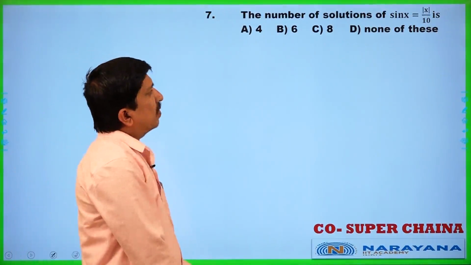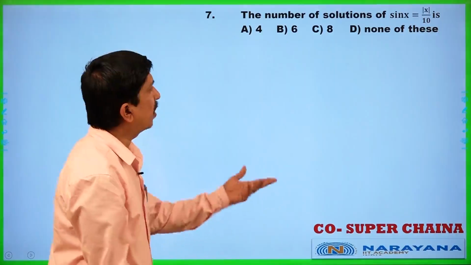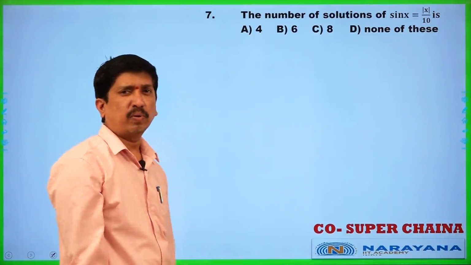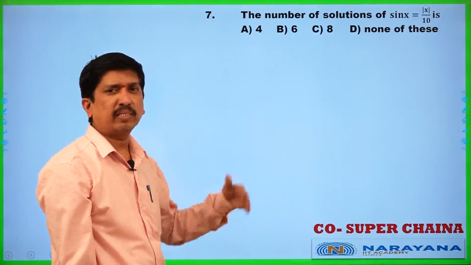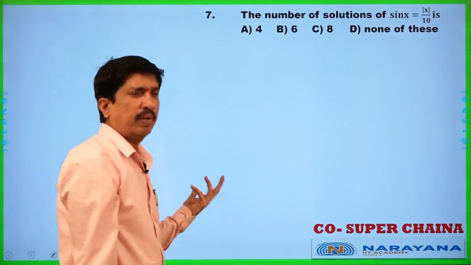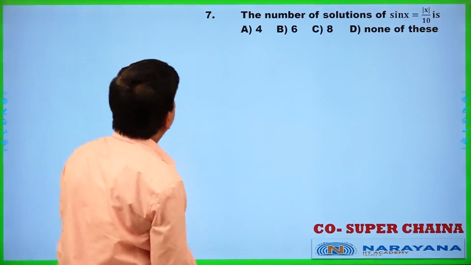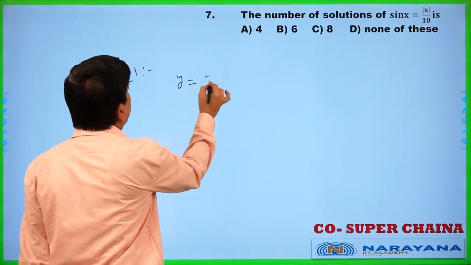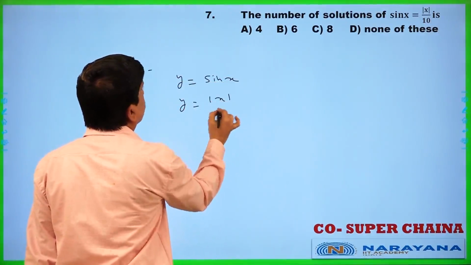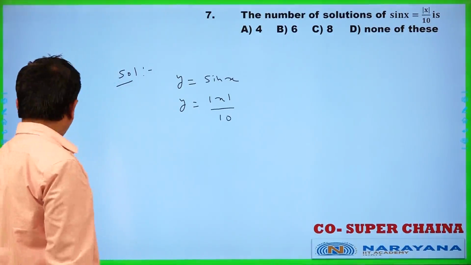The number of solutions of sin x equal to mod x by 10. Already we did sin x equal to x by 10, like that mod x by 10. Mod x means below the x axis you never get the curve. Mod x by 10 means you will get it above the x axis only. But sin x you will get as usual, that is a parent graph, you know very well. Now the number of solutions we require: first function y equal to sin x, other function y equal to mod x by 10.